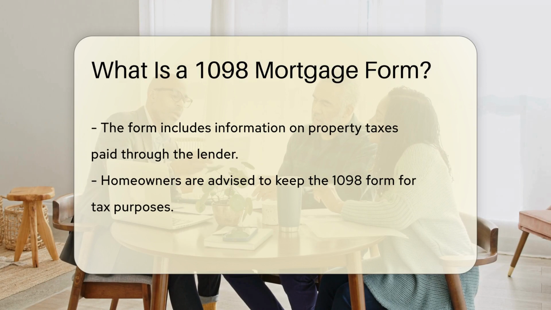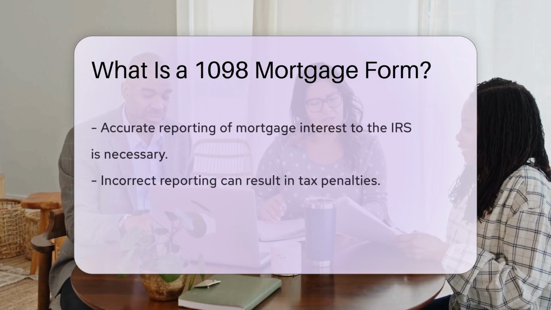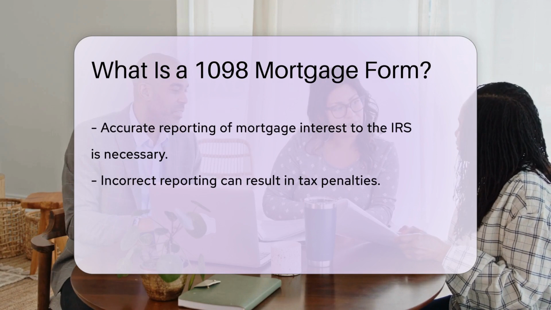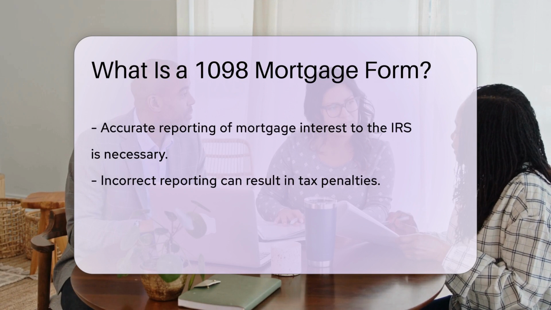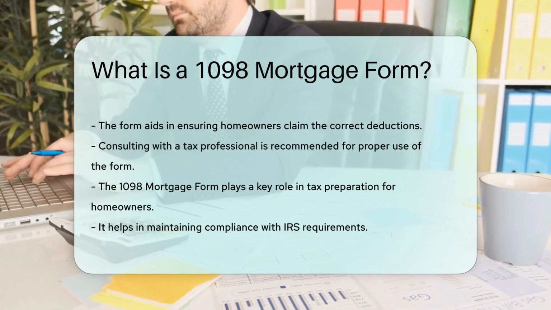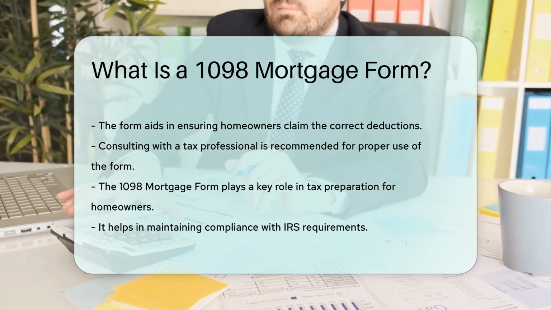The 1098 form also includes other relevant information such as property taxes paid through the lender. It is crucial for homeowners to keep this form for tax purposes and to ensure accurate reporting to the IRS. Failure to report mortgage interest accurately can lead to potential tax penalties. Homeowners should consult with a tax professional for guidance on how to correctly utilize the information provided on the 1098 mortgage form.